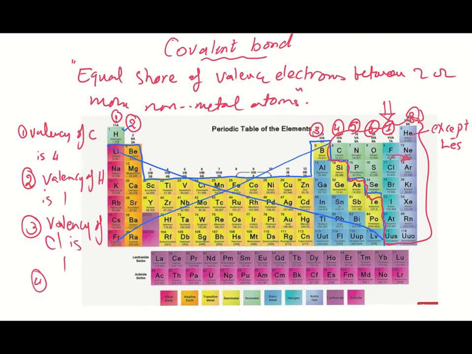The last example, let's look for sulfur. Valency of S: sulfur lies in group 16 and has 6 electrons in the outer shell. How many electrons does it need to gain or share to be noble, or to reach the configuration of a noble gas? 1, 2. So the valency of sulfur is 2.